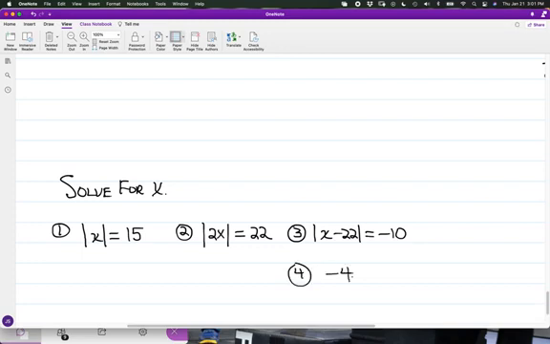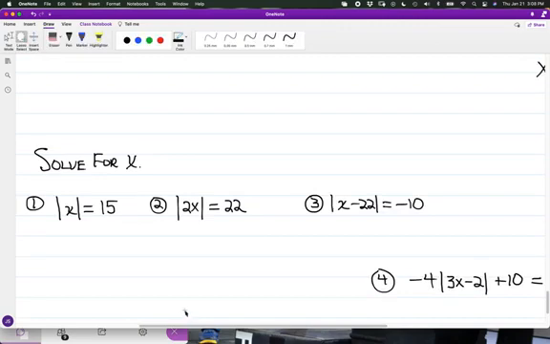-4 times the absolute value of 3x minus 2 plus 10 is equal to -54. Okay, so for the next few moments, let's see what we get for x among these four absolute value equations. Among these four problems, we're looking at seeing if we have any solutions for x, and if there are, we're to identify them.